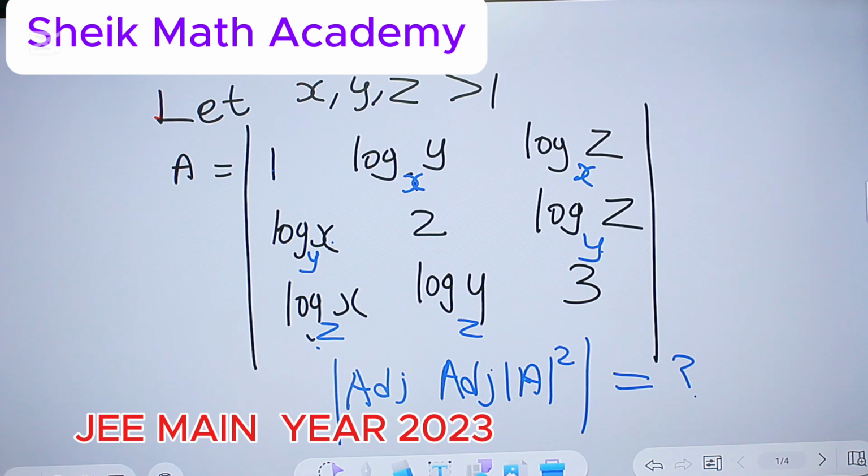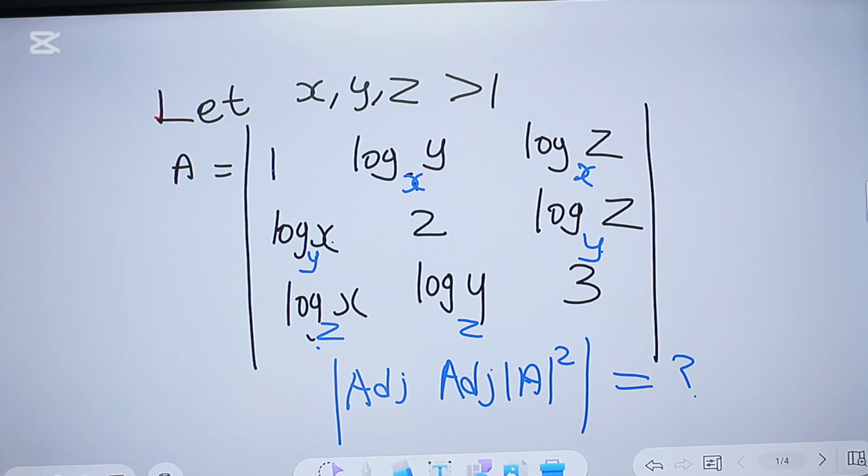In this lesson we are going to see a JEE Main Max question. Look at the question. Let x, y, z be greater than 1. Then A is the matrix: first row 1, log y to the base x, log z to the base x; second row log x to the base y, 2, log z to the base y; third row log x to the base z, log y to the base z, 3. Then what is the value of the determinant of adjoint A square? Okay. How to do it?